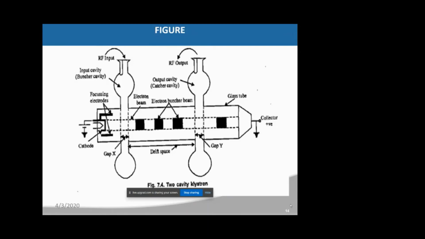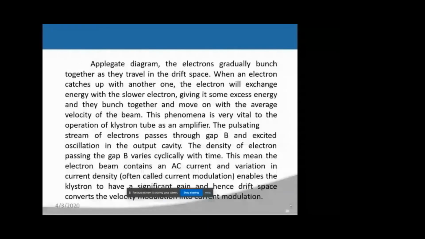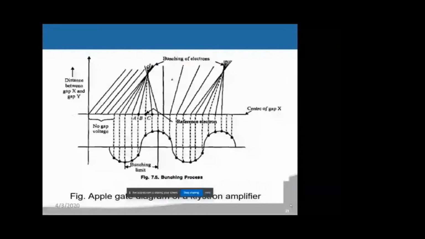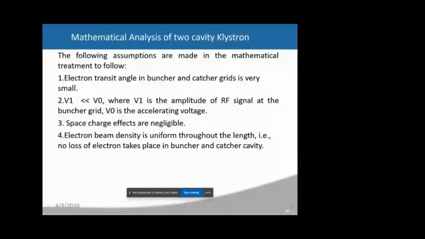For this purpose, I am considering the following assumptions for the mathematical treatment. The electron transit angle in the buncher and catcher grid is very small. Buncher and catcher mean input and output. V1, or in this case Vi, is the amplitude of the RF signal at the buncher grid, and V0 is nothing but the accelerating voltage.